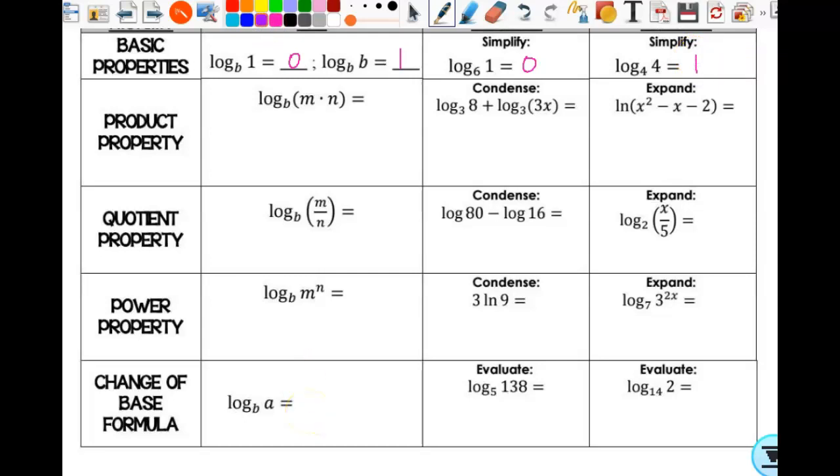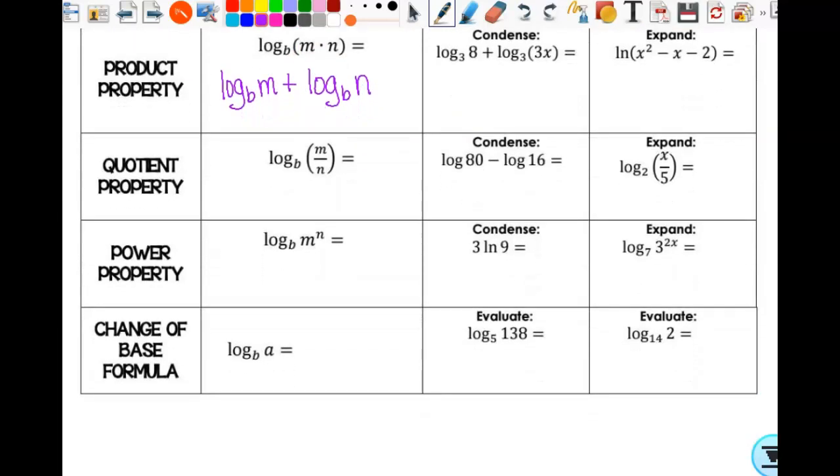Okay. All right, so product property. This is just putting everything all together so that we can have something to refer to. This is going to equal log base b of m plus log base b of n. So when I condense this into a single log, I'm going to get log base 3 of these two multiplied together, which gives me 24x.